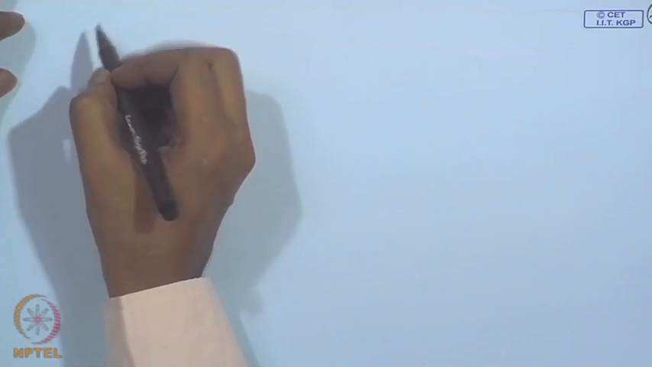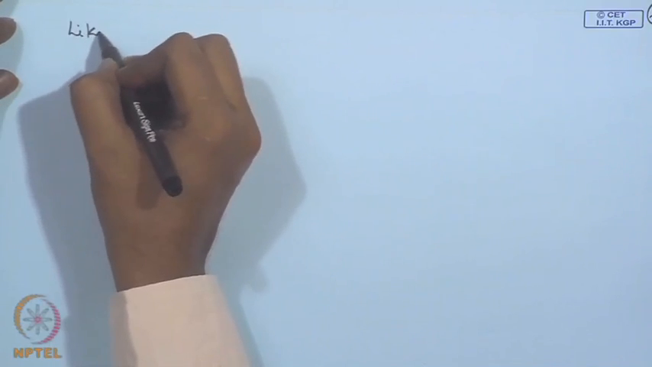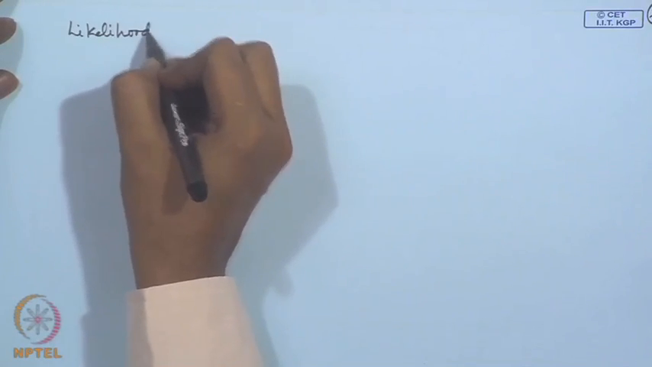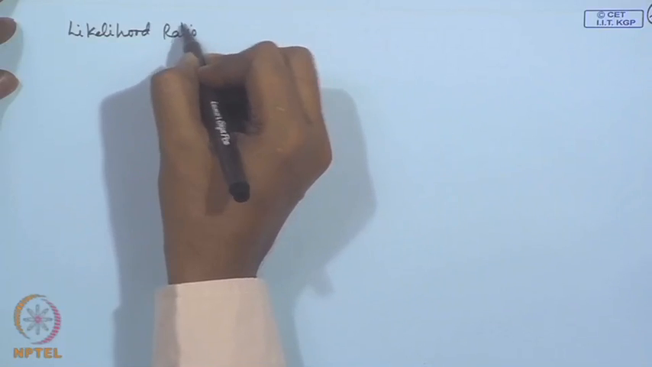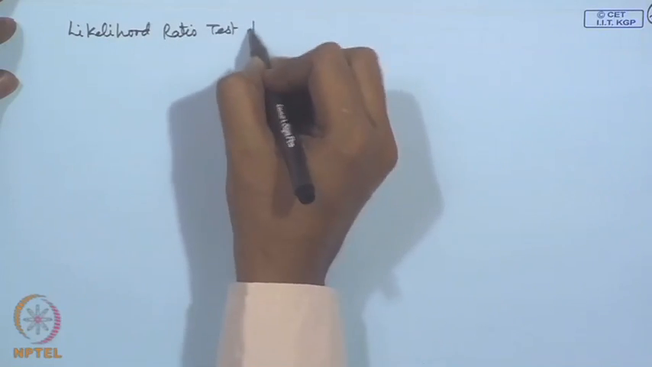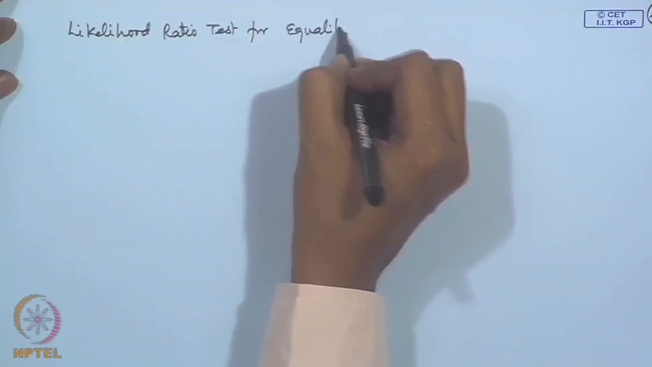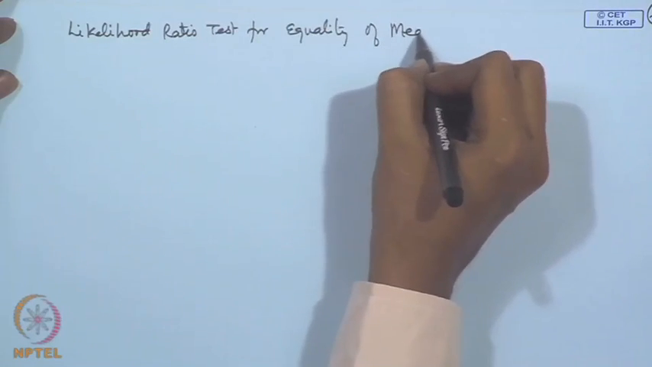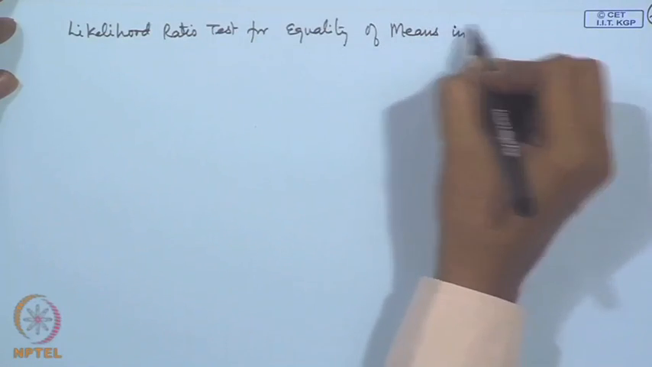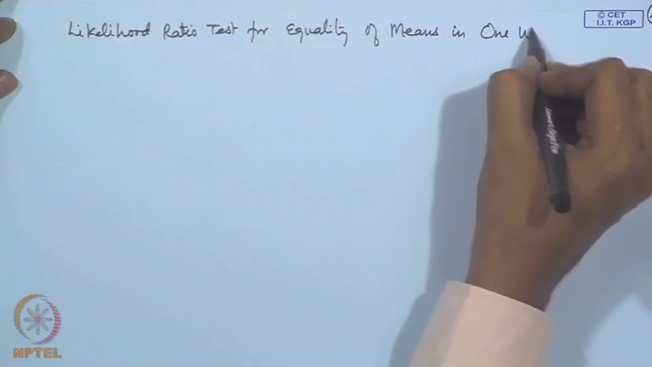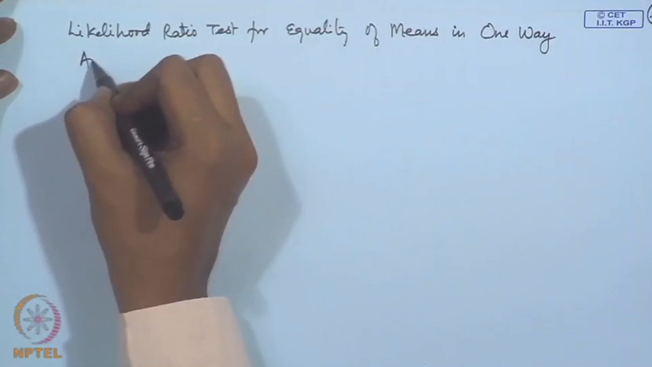So, the first one I will do is the likelihood ratio test for equality of means in the one way analysis of variance model.